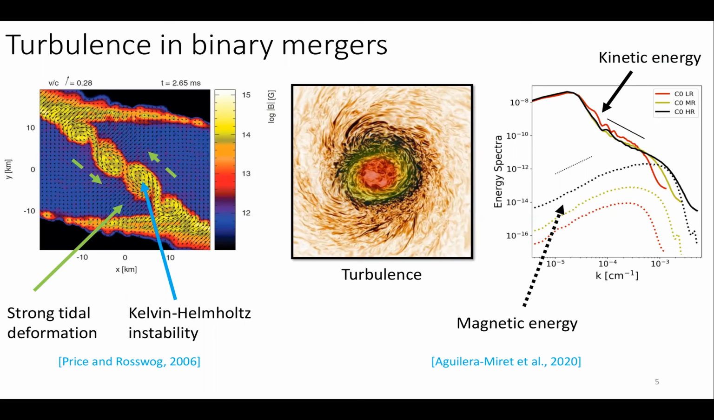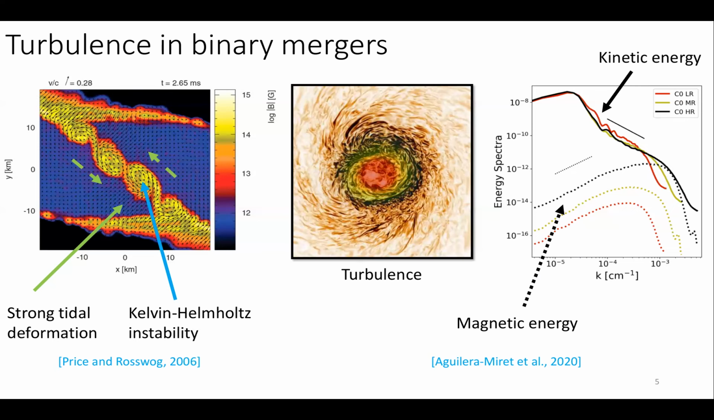And further evidence for this process was provided by Aguilera Miret in 2020, where you see the spectrum, I think, of the magnetic and the kinetic energy on the right-hand side. In solid lines, I'm showing the kinetic energy spectrum, and in dashed lines, you can see the magnetic energy spectrum. And the two lines above both denote what you would expect from turbulence theory. This is the Kolmogorov slope for the kinetic energy and the Kazantsev slope for the magnetic energy.